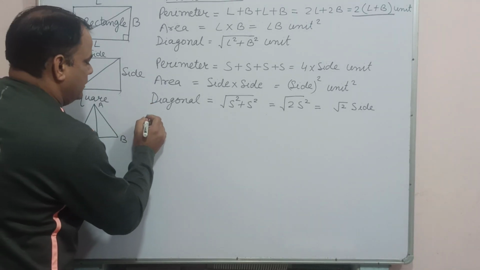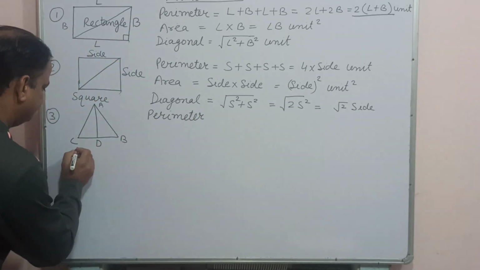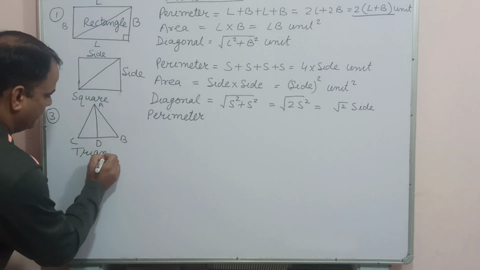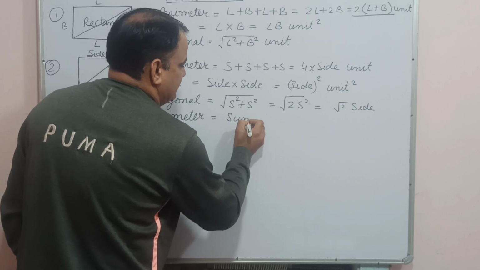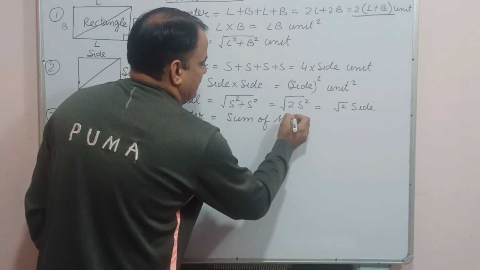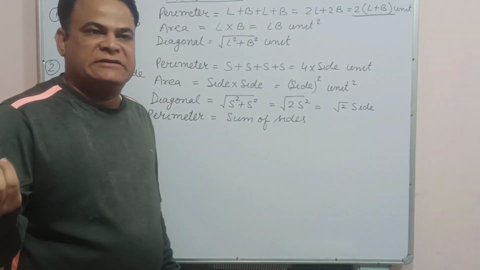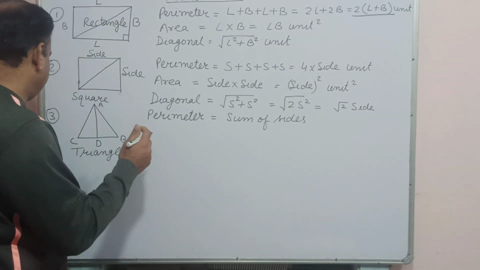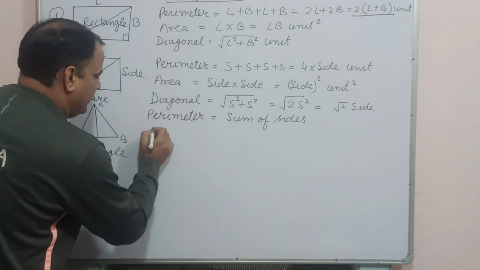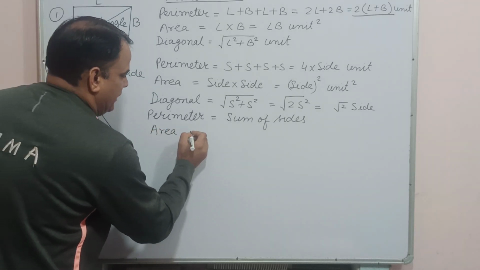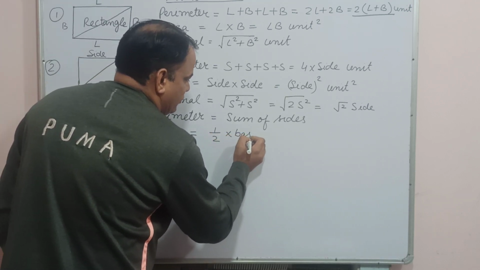The perimeter of triangle. Perimeter will be sum of sides. Because there are so many types of triangle, just like scalene triangle, isosceles triangle, equilateral triangle, so to find the perimeter, we have to sum the sides. Now area. Area equals half base into height.